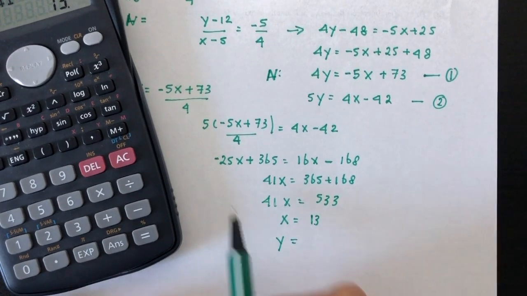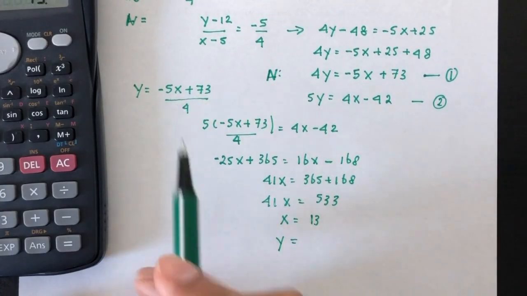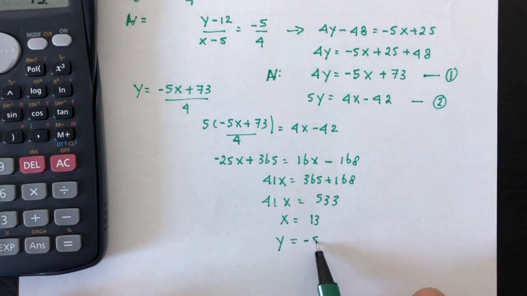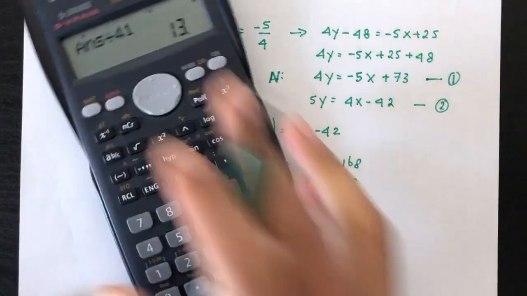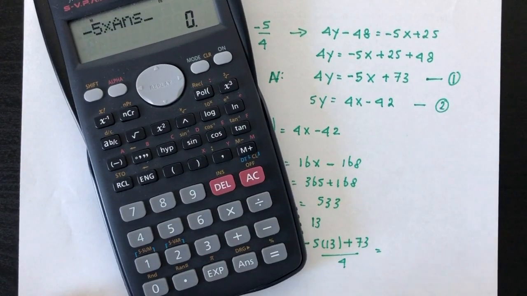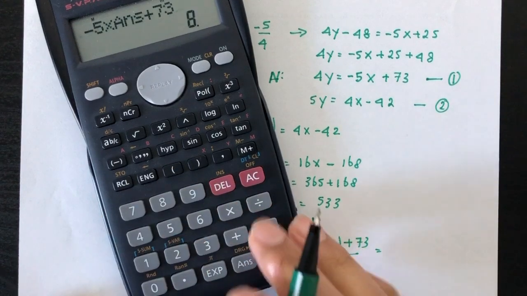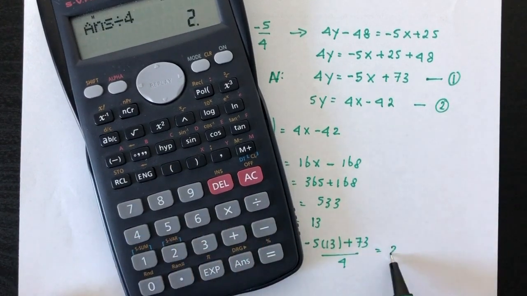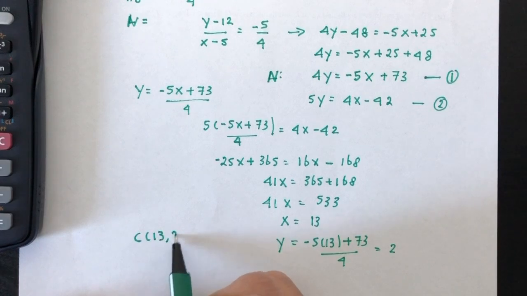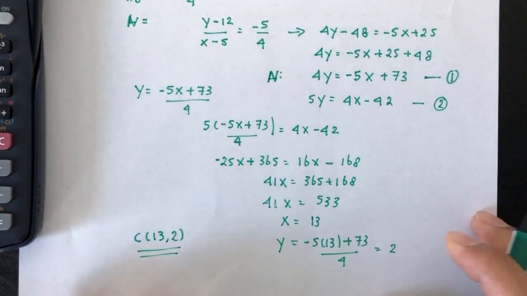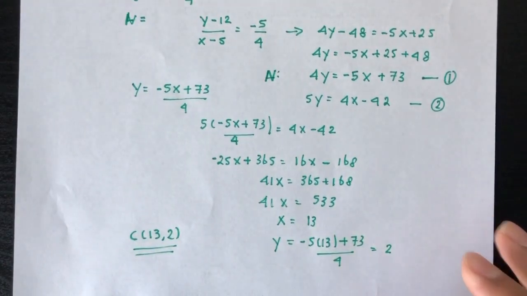And the value of y will be given by (minus 5x plus 73) over 4, so minus 5 times 13 plus 73, divided by 4, that will be 2. So the point C will be given by 13 and 2. That's your point C. And this is question number 5.